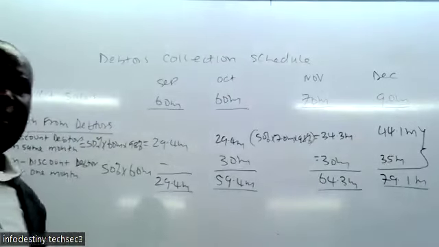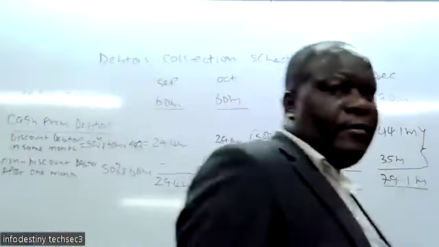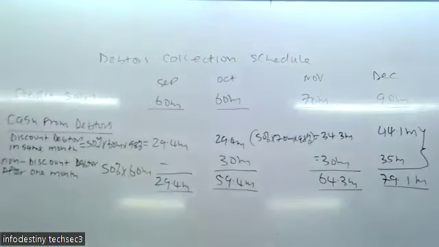So that's how cash was collected from the credit sales. After now we have done the debtors collection schedule, we shall now prepare the cash budget.